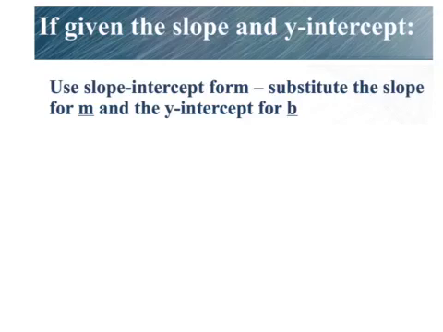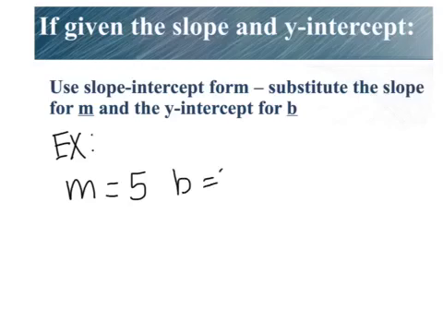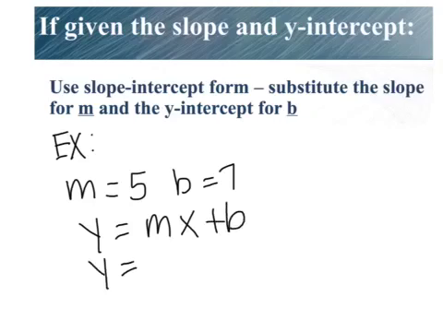If you are given the slope and the y-intercept, you use the slope-intercept form to substitute the slope for m and the y-intercept for b. For example, if your slope, which is m, is 5, and your y-intercept, b, is 7, you use the equation y = mx + b and plug in those values. So y = 5x + 7.